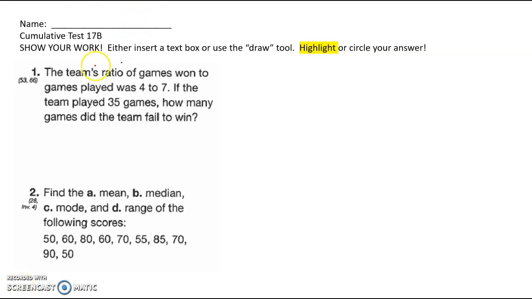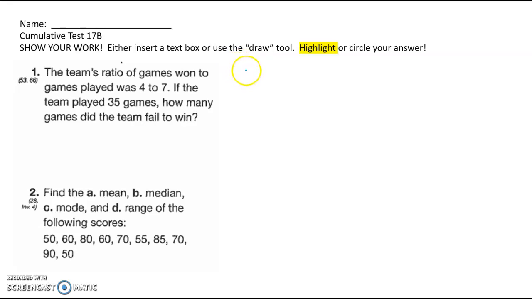Hello, this is Mrs. Ross, and I'm going to go through Cumulative Test 17B. I'm going to work through every problem so you know what it should look like. And what I'd like for you to do is check your own test and see where you went wrong or how you did it or if you did something different, and make sure that you have the answers correct.